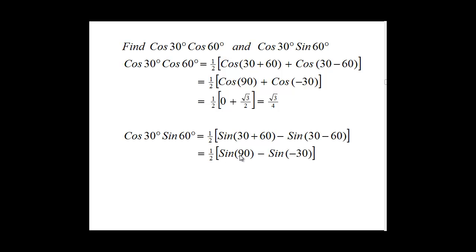So I get 1/2 sine of 90 minus sine of negative 30. So it's 1 minus negative 1/2, which makes 3/2. 1/2 times 3/2 makes it 3/4. So you can do it the quick way or this way. I just used those numbers because they're numbers that we know easily.